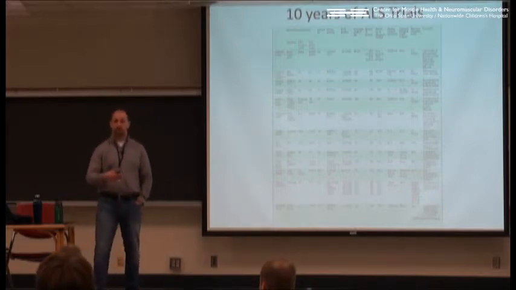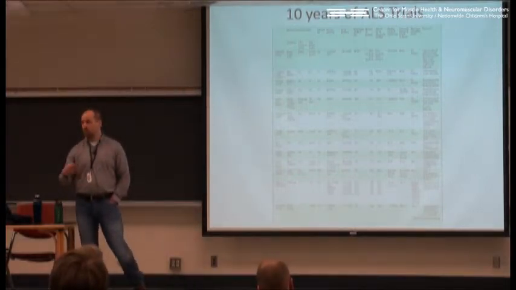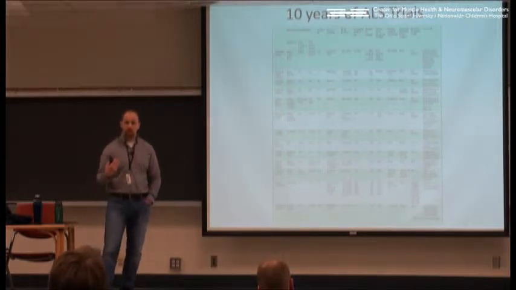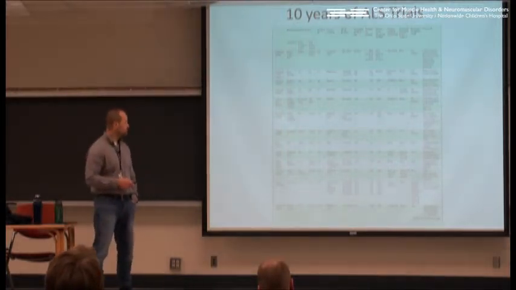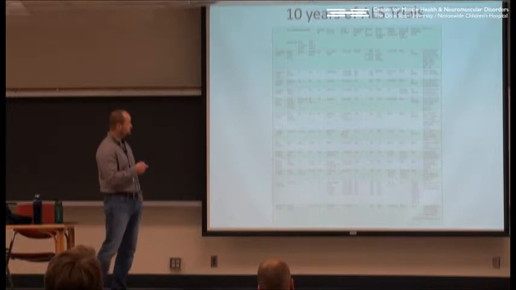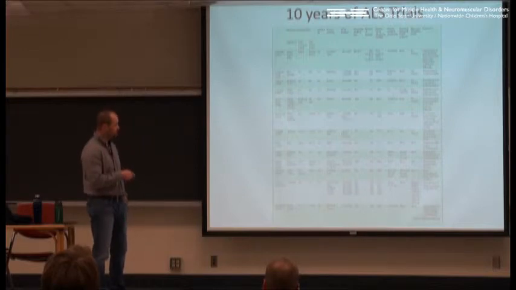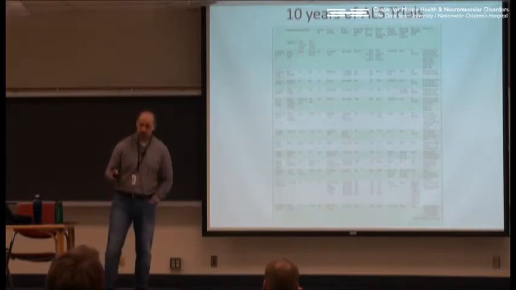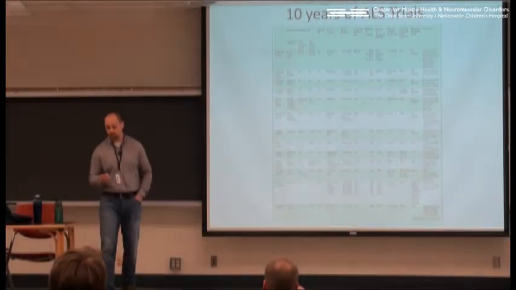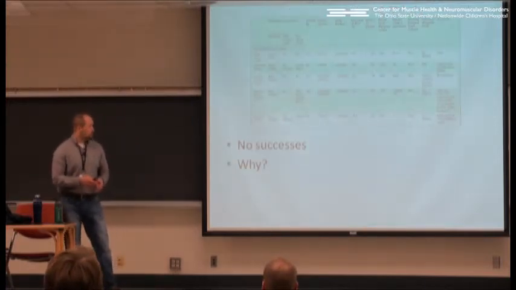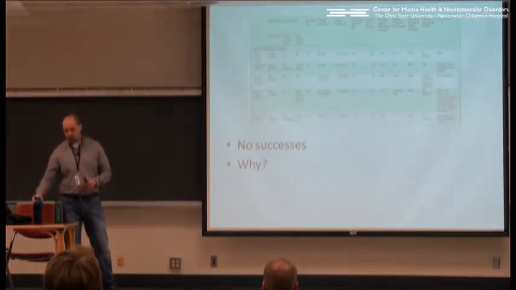Many of these are the same molecules that were tested in mice. They went on to the trial with really minimal or no effects. Some of these are evaluating survival. Some of these are evaluating isometric contractions. Some of these are evaluating functional rating scales. And they're not moving the needle in these patients. So why haven't there been any successes?